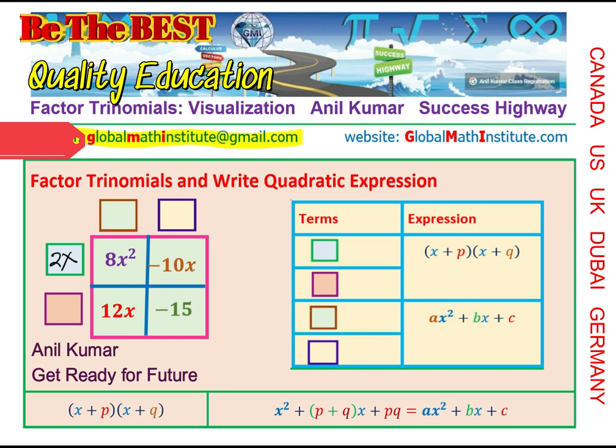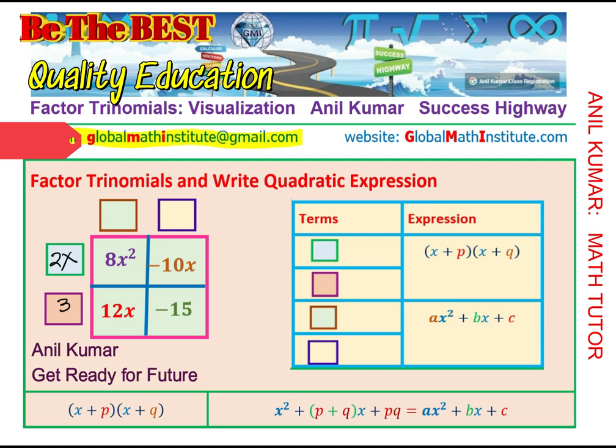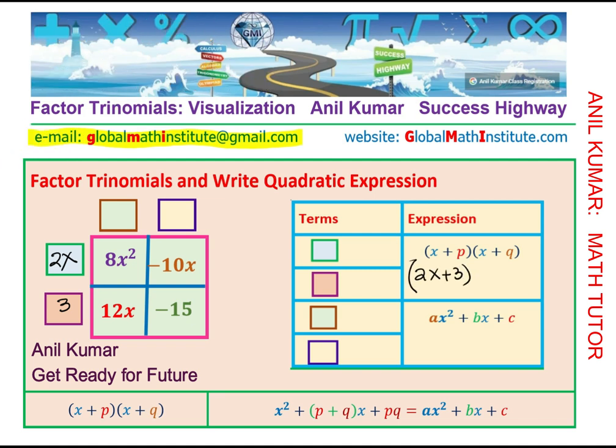And 12x minus 15, 3 is common. So we have the first factor as 2x plus 3. I would like you to fill in other terms, right? And if you look at the column 8x squared 12x, we have 4x common. On the other side, 10x minus 15 gives us minus 5. So the other factor here is 4x minus 5.